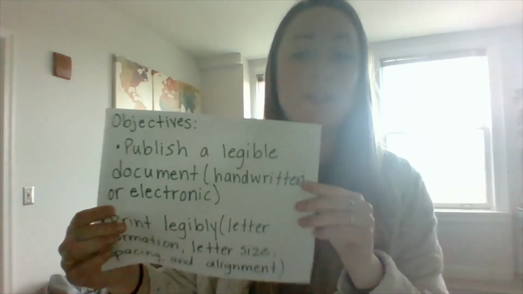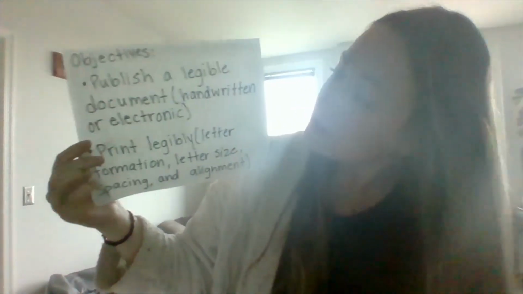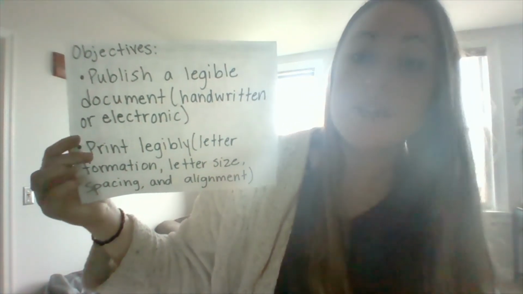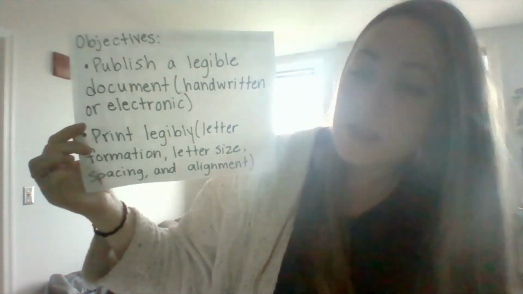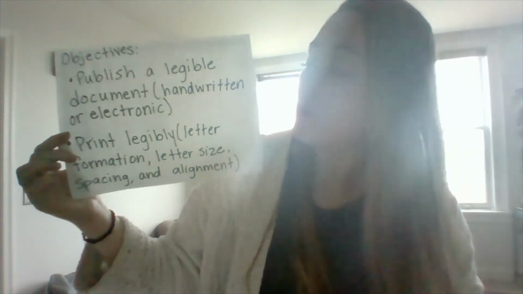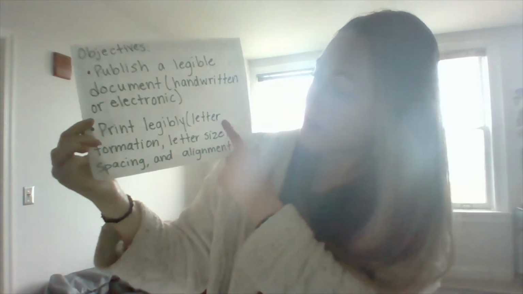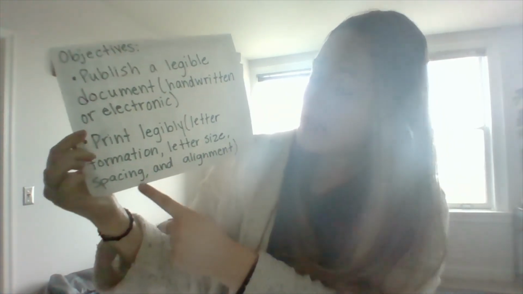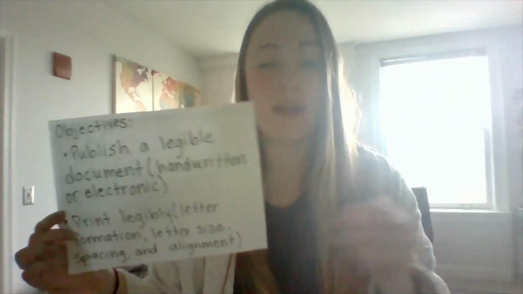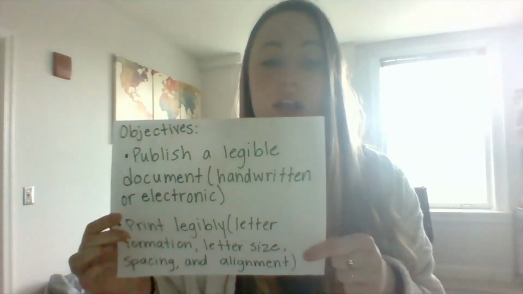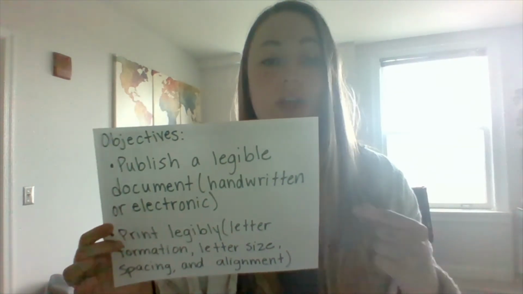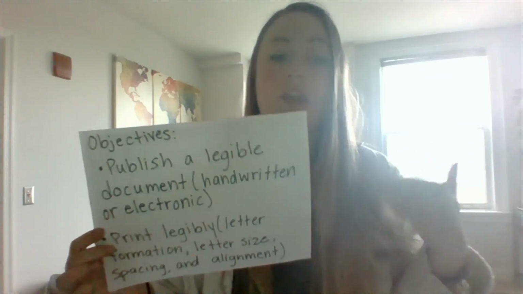So really quickly, I'm going to tell you what you're going to do for tomorrow. Tomorrow you're going to be publishing a legible document. It can be handwritten or electronic. If you choose to do handwritten, make sure it is printed legibly, so your letter formation, your letter size, spacing, and alignment are correct. There is a video that I already made about publishing your work, so if you forget and you need some reminders, you can go ahead and watch that video for tomorrow.